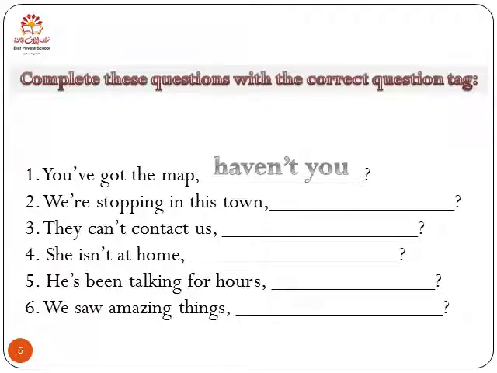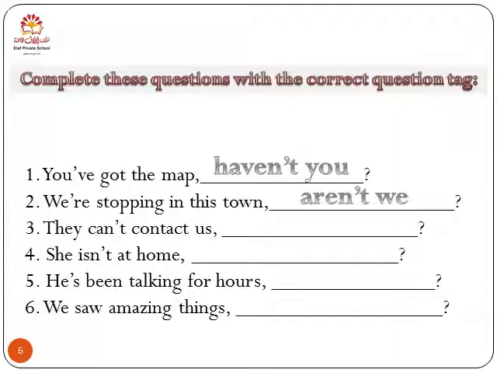Number 2, we're stopping in this town. This is also the auxiliary verb. We are stopping in this town. And this is positive, so the question tag is going to be negative. Okay, we're stopping in this town, aren't we?